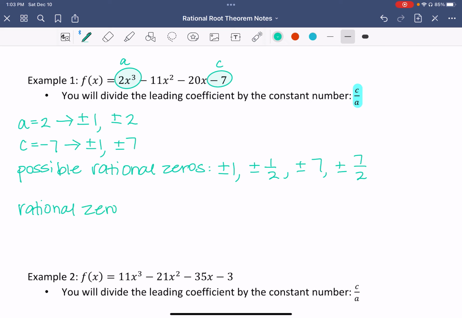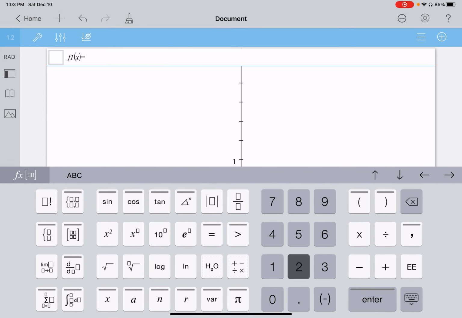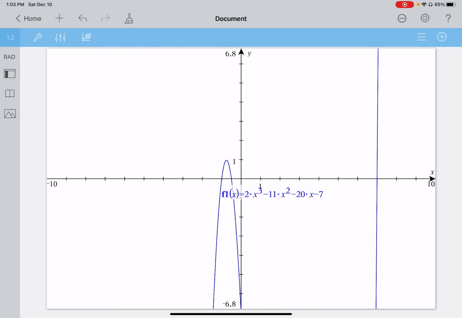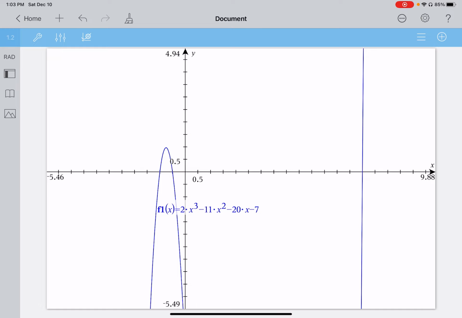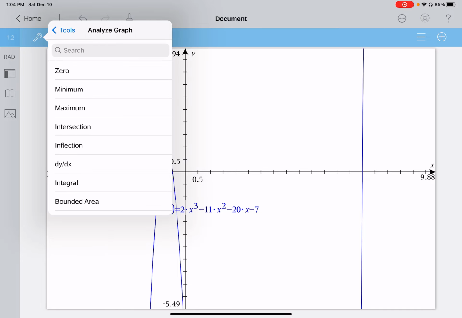So all we're going to do is graph it in the calculator, and we're going to see what numbers line up with our list of possibilities. So we're going to open a graph, and we're going to type 2x cubed minus 11x squared minus 20x minus 7. Okay, then you're going to press enter. Now again, the roots refer to the zeros or the x-intercepts. So I'm going to do analyze. So that's menu, analyze, and then 0.